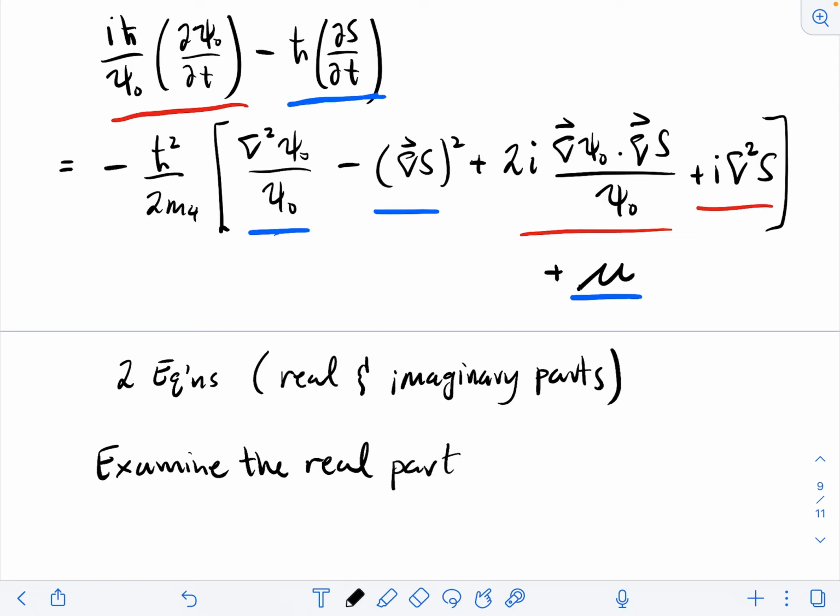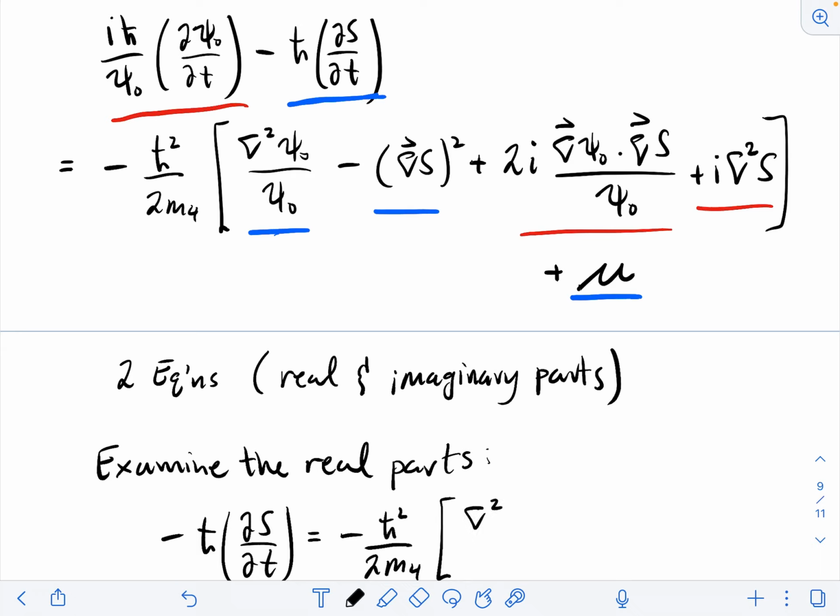So the real part is minus h bar ds dt is equal to minus h bar squared over 2m, and then we have del squared phi 0 over phi 0 minus the gradient of s squared plus the chemical potential.